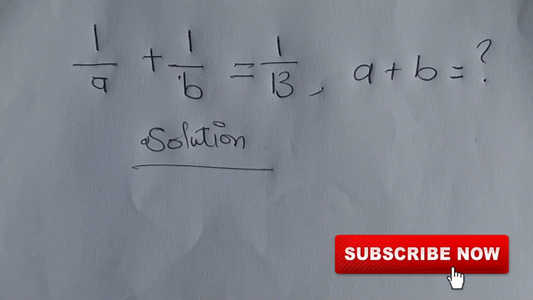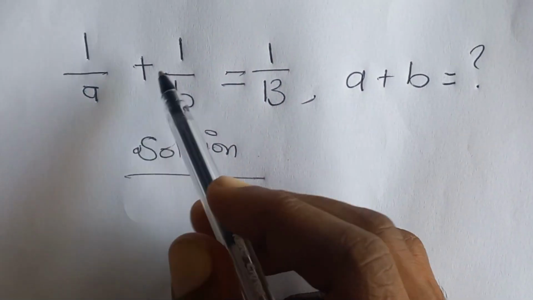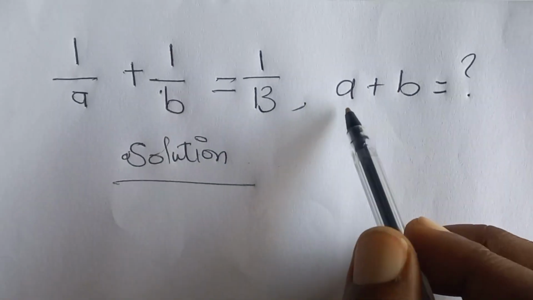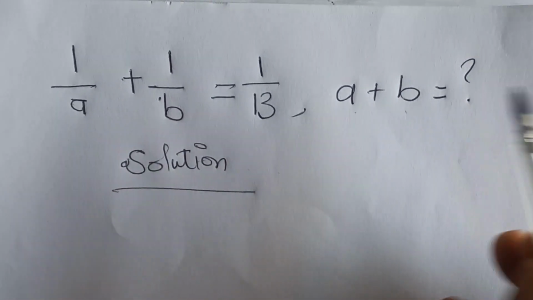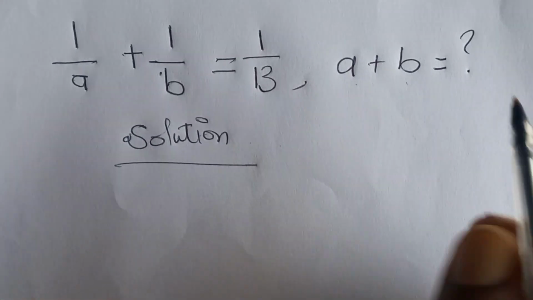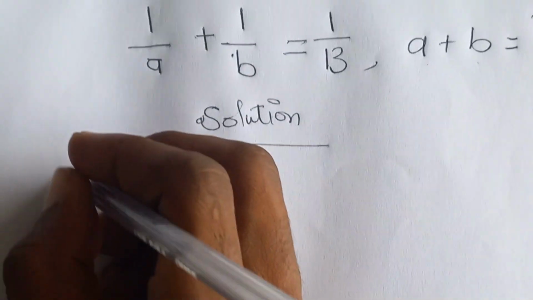So today we are looking at this equation. We have 1/A plus 1/B is equal to 1/13, and we are supposed to find A plus B here. In this case, what we need to do is to multiply both sides by AB. So let's do that first.